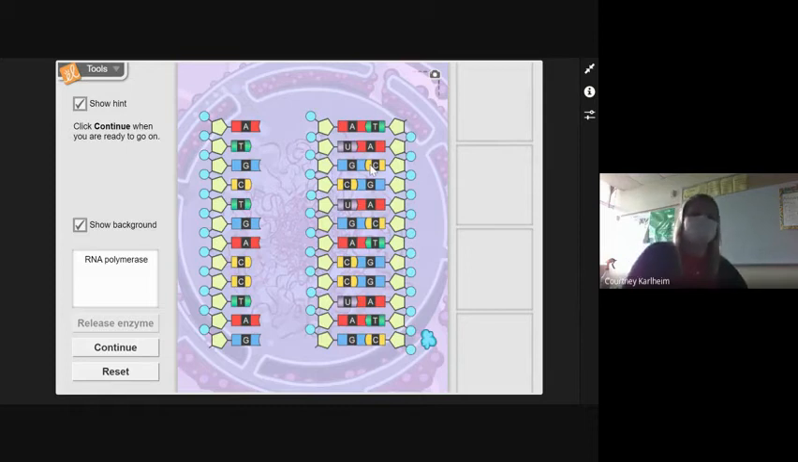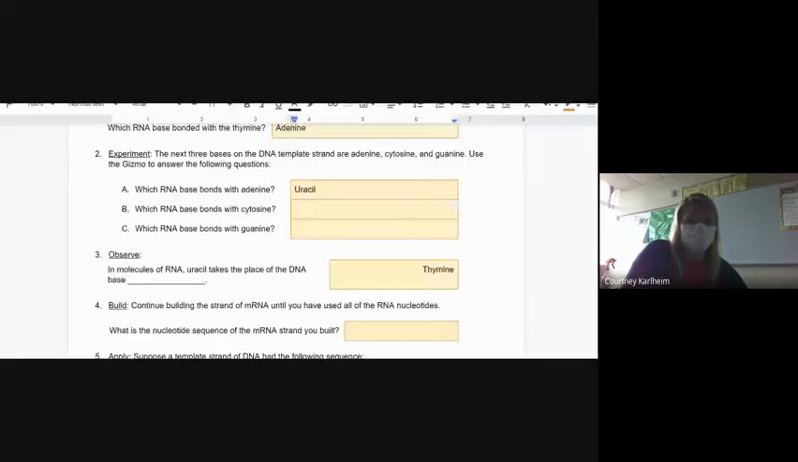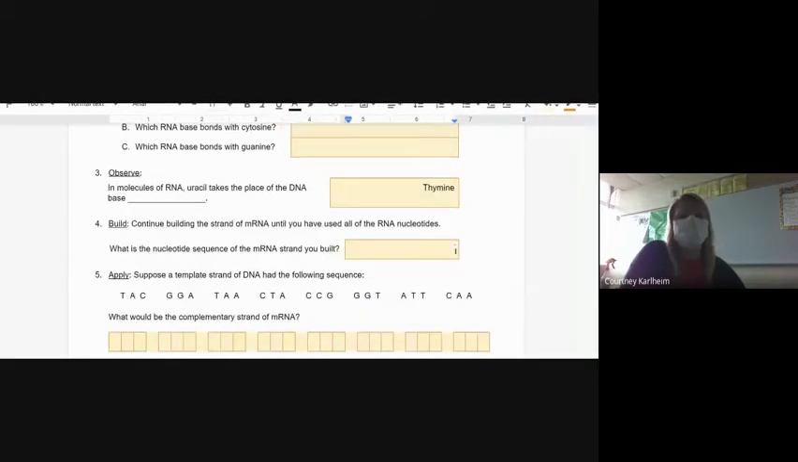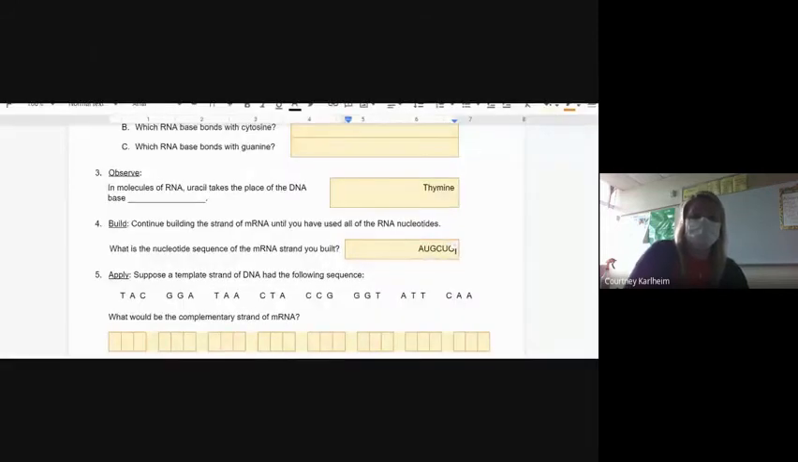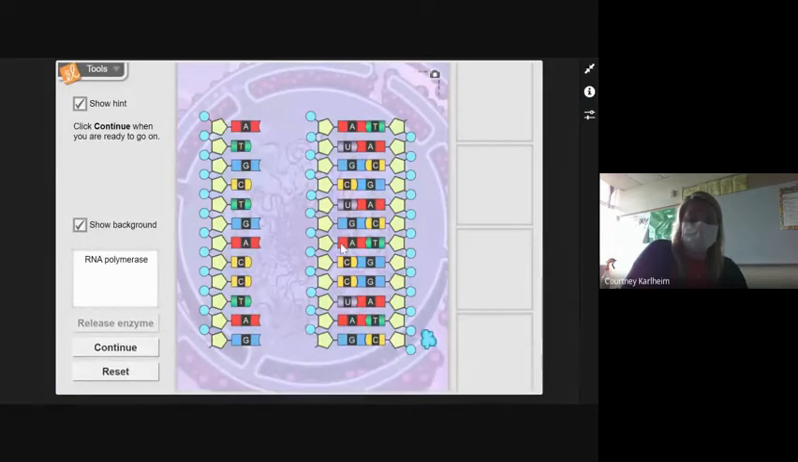Once you have your sequence, the next question is just to write this down. So on number 4, it says, what is the nucleotide sequence of your messenger RNA? It says this sequence right here, AUG, CUG, ACC, UAG.